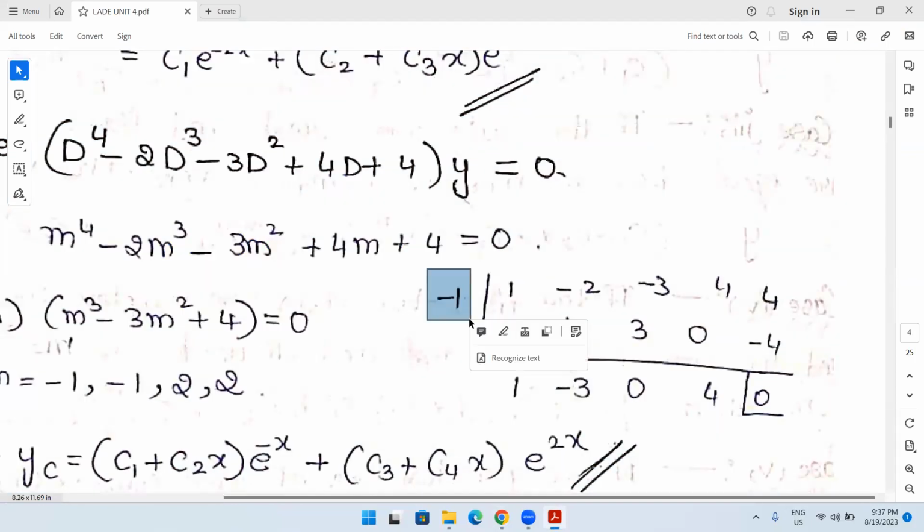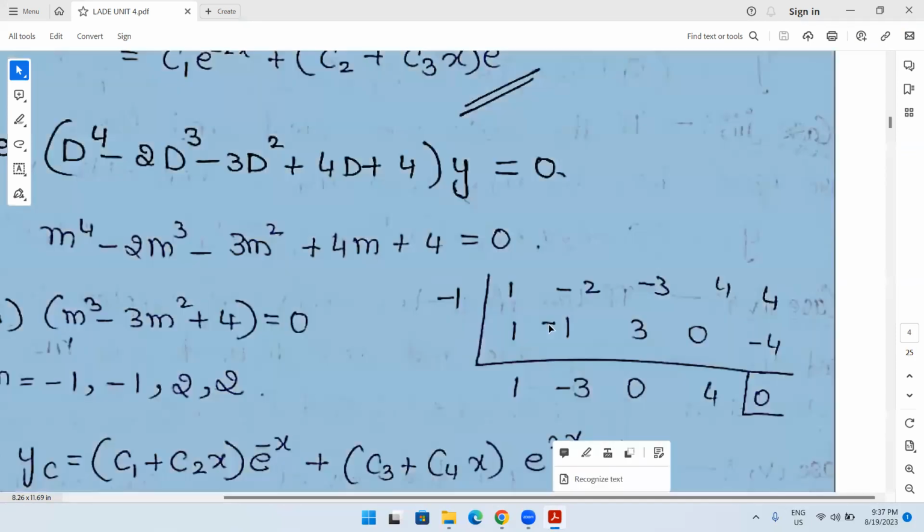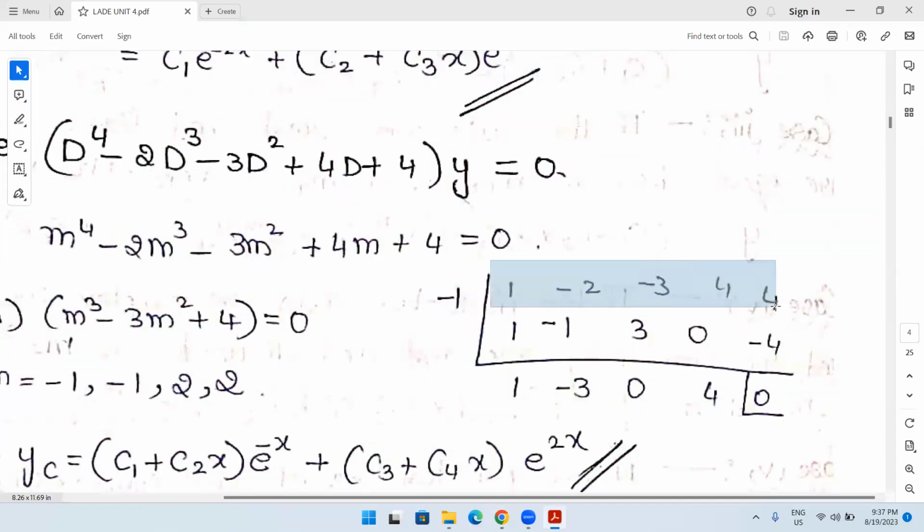This is called synthetic division. We have learned in school levels only, but again, I'm explaining. Here we write the coefficients of this one: 1, minus 2, minus 3, 4, 4. And first of all, here we write 0. Actually, it's not 1, actually 0. This is the only mistake. 1 plus 0 is 1. Always we put 0 here.